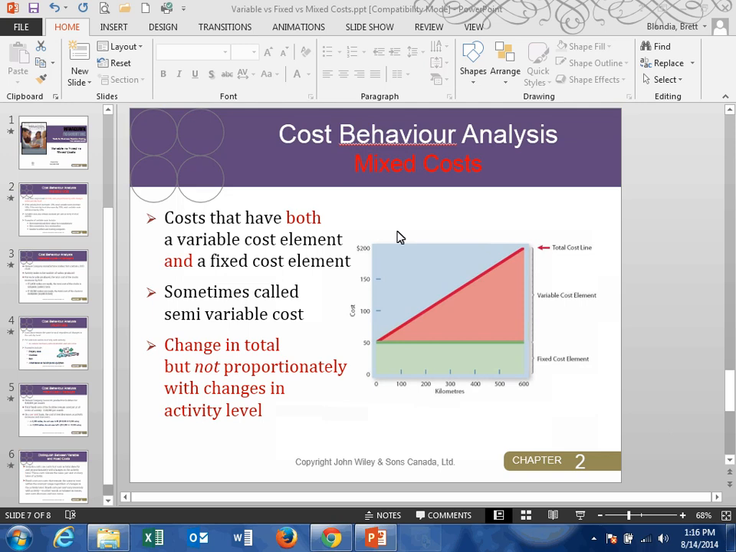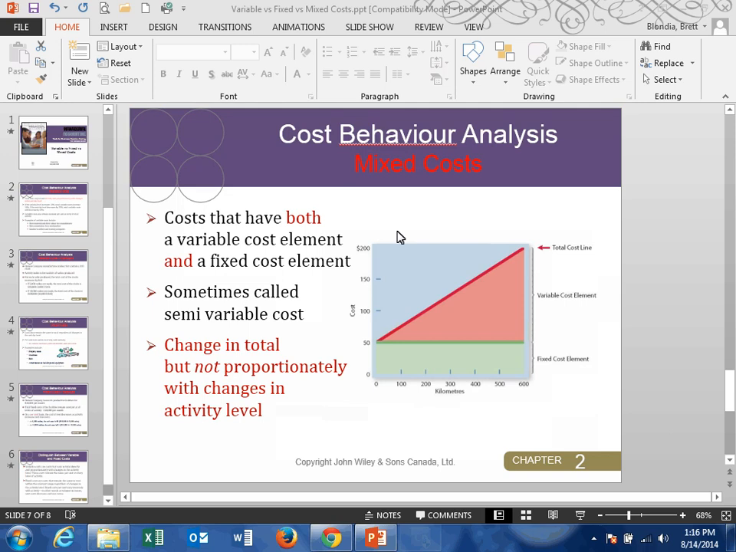A perfect example of a mixed cost is your telephone bill. Maybe not your cell phone bill, but potentially. Think of something like your home phone. It probably has a basic charge that you pay every month. Let's pretend that it's $19.99 a month. That's a fixed cost. Whether I make one phone call or 100 phone calls, as long as they're all local, my telephone bill doesn't change. It's $20 a month.